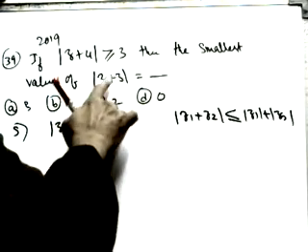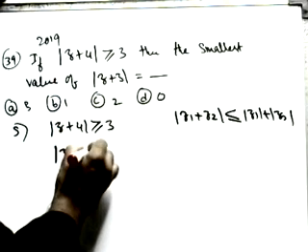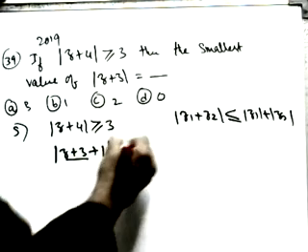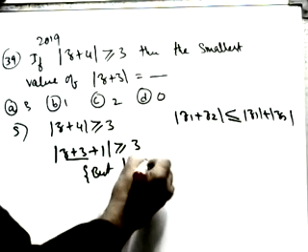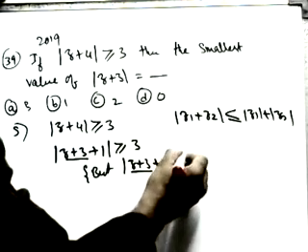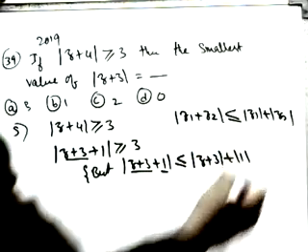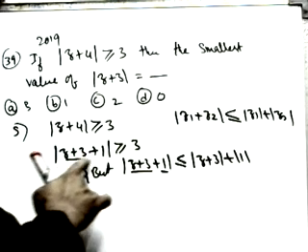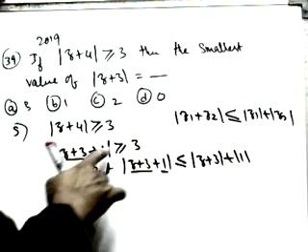So let me change this z plus 4 in terms of z plus 3, because we want this. So we can write mod of z plus 3 plus 1 is greater or equal to 3. Consider z plus 3 as z1 and 1 as z2. So this will always be less than or equal to mod of z plus 3 plus mod 1. Watch once more: mod of z1 plus z2 is always less than or equal to mod z1 plus mod z2.